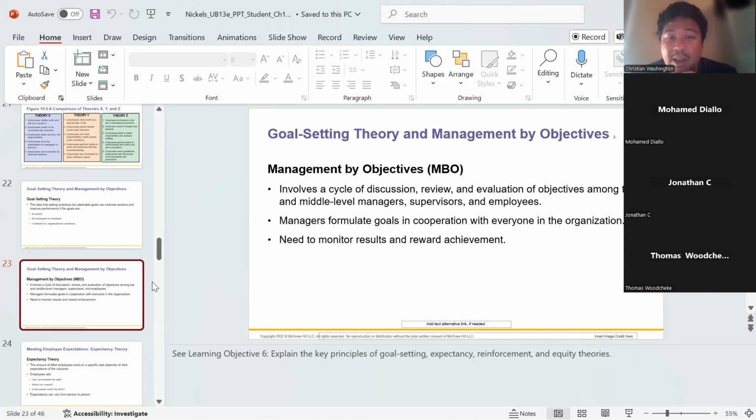MBO, management by objective, involves a cycle of decisions. It's a process of evaluating the objectives of middle managers, supervisors, and employees. So it's sort of goal setting, setting structure, methods, evaluation processes. I would almost say from a management standpoint, it's operational. It's sort of the management operational process and cycle of all the levels of hierarchy.